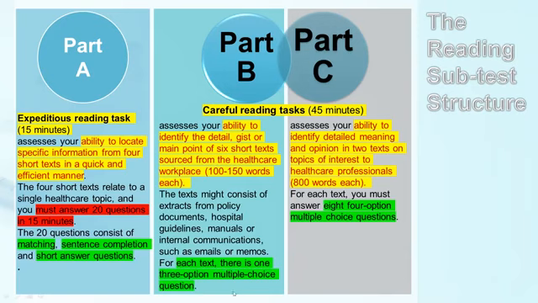For each text, there's a 3-option multiple choice question. So the MCQ here consists of just 3 options, while in part C, it's a 4-option multiple choice question.